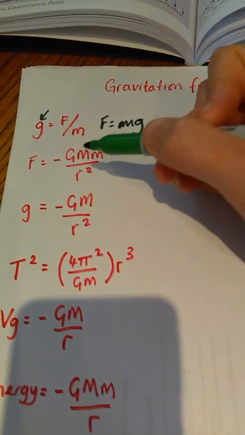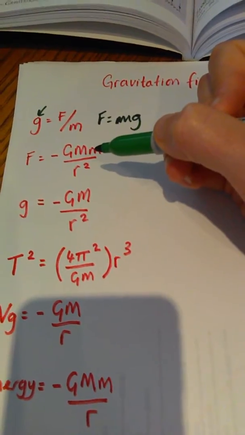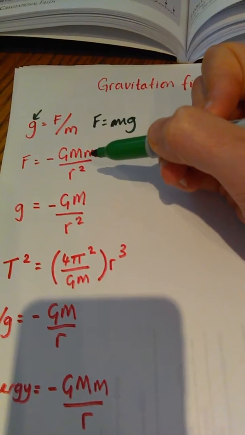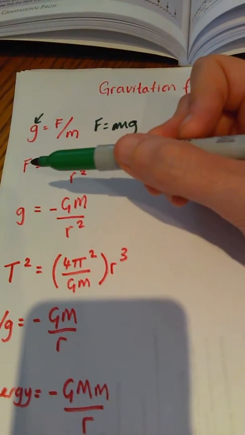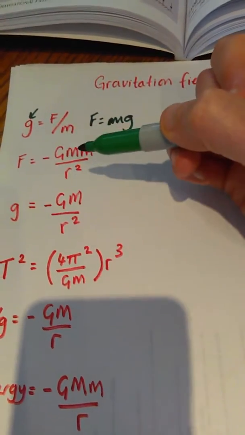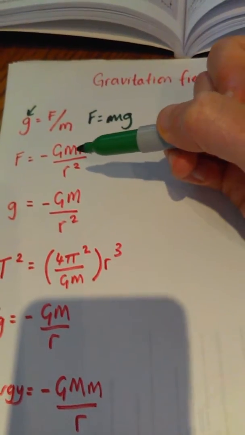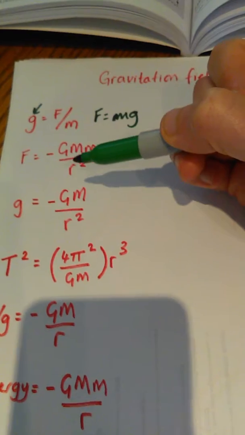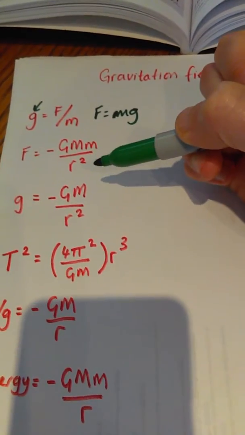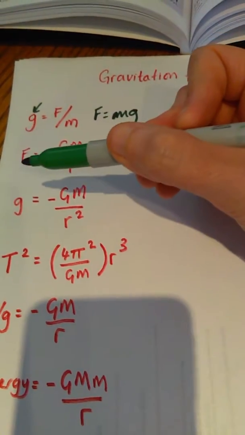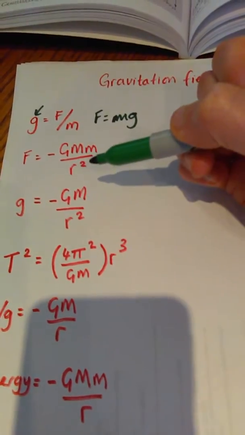Now, you're also given this equation here. This is the force between two different masses. It is Newton's law of gravitation. If you're stating it, force is proportional to the product of the two masses and inversely proportional to the distance between the two masses squared. So this one is Newton's law of gravitation.